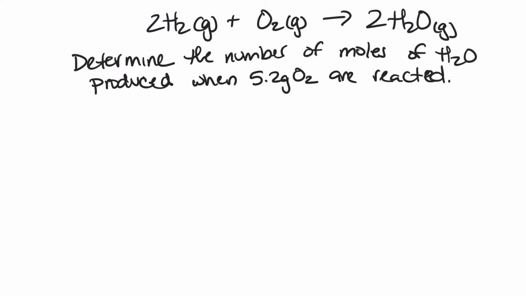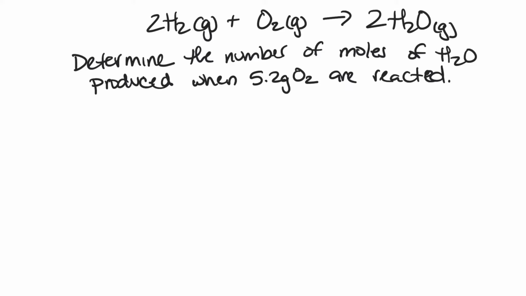So here's another problem. New equation: 2H2 plus O2 yields 2H2O. The question is, determine the number of moles of H2O produced when 5.2 grams of O2 are reacted. A couple of things that we need to highlight and verify. We're looking for moles of H2O, but I'm starting you off with 5.2 grams of O2. This is really important here.